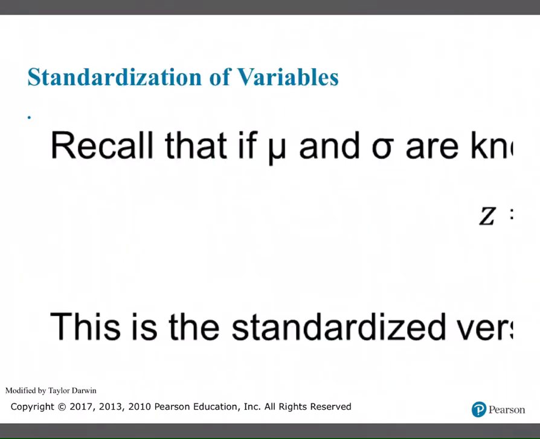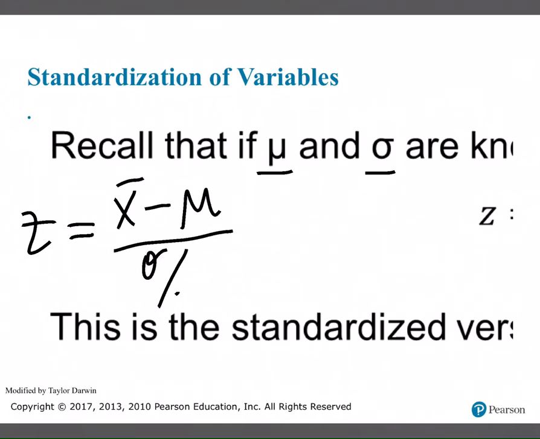Now remember, if mu and sigma are unknown, then we can standardize x bar as this. This is the formula that we went over in Chapter 8. So this is the standard version of x bar. And x bar is a normal distribution. And if it's a normal distribution, then we can use z. So I'm going to write the word normal. If it's normal, we can use this just like we learned in Chapter 8.